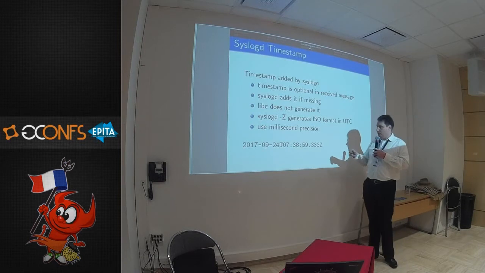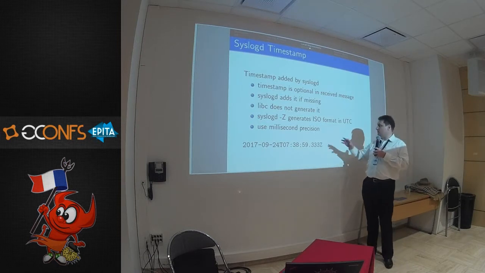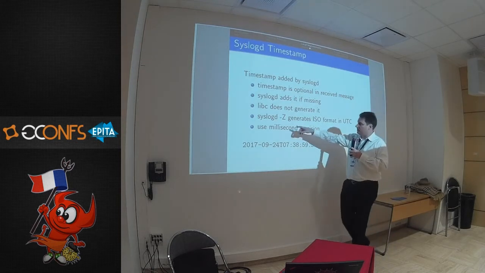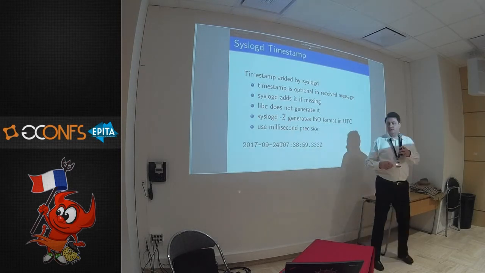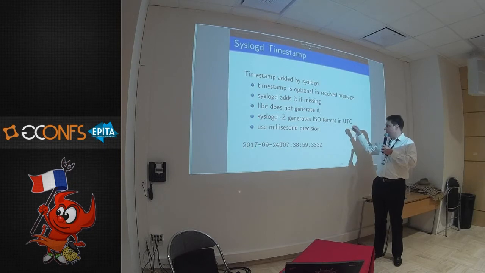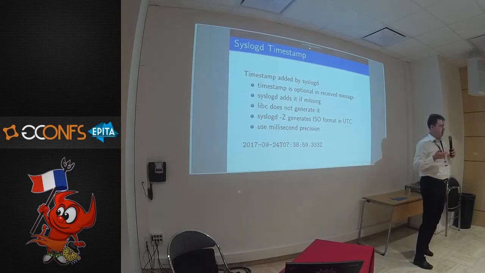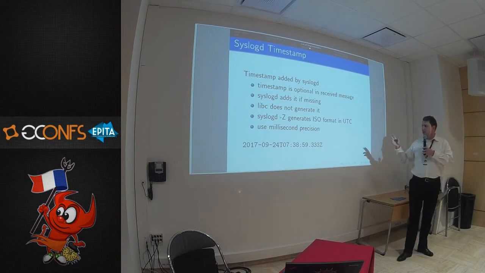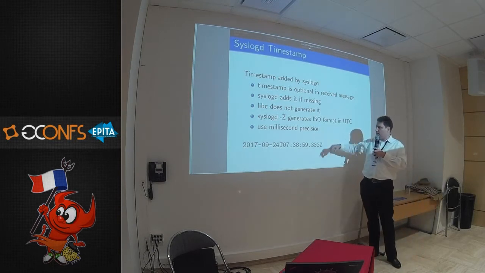So we can use higher precision. The solution for all this is you can give syslogd the option -z, and then it generates the new ISO format in UTC. That is the solution for we have no daylight saving time, no time zone, whatever. And there we have advantages. We can also use millisecond precision.